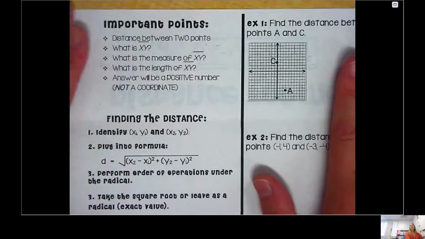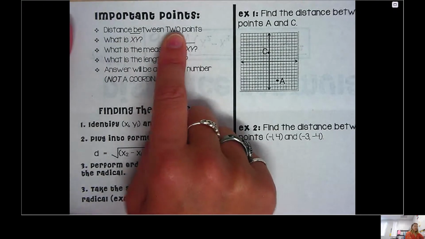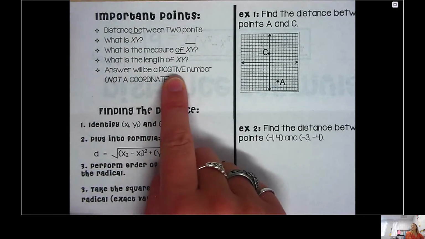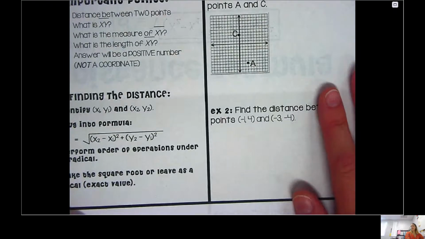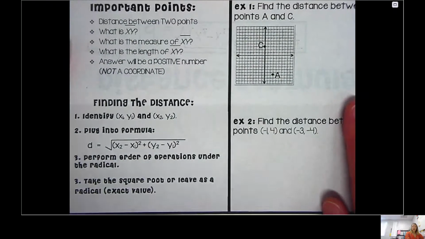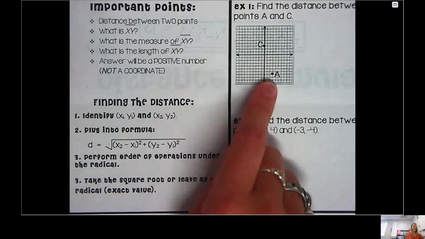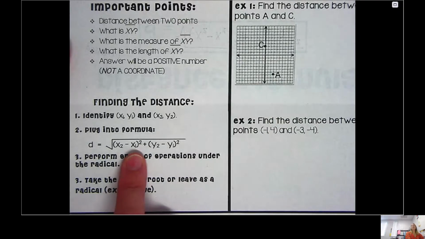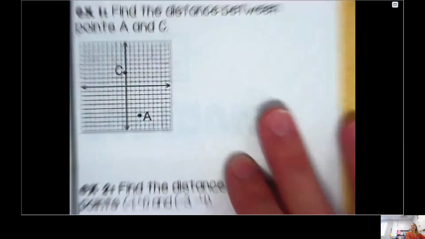All right, and some important points like we saw before, it's the distance between 2 points. The answer has to be a positive number, so you better not get negatives. It is okay to get a decimal. There's nothing wrong with a decimal, but it just has to be positive. All you're going to do is identify on the graph your 2 points, and then take those coordinates and plug them right into the equation. So for my first example here, it says find the distance between points A and C.